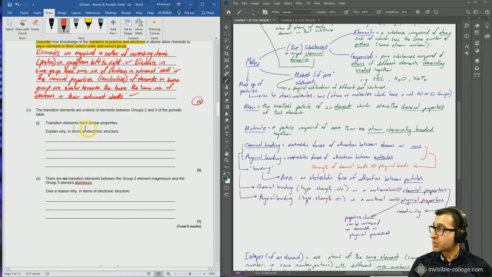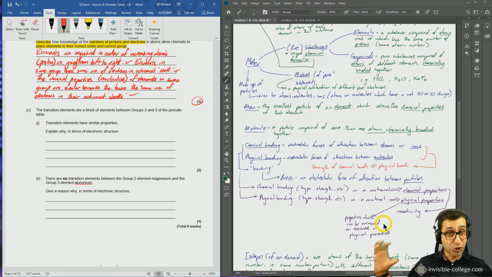Okay, part C. The transition elements are a block of elements between Group 2 and 3 of the periodic table. Again, this goes back to the actual proper shape of the periodic table that I just showed you. And the transition elements have similar properties. Now, explain why in terms of electronic structure. Now, this actually is a pretty tricky question because not many GCSE exam questions will ask you about electronic structure of transition elements.